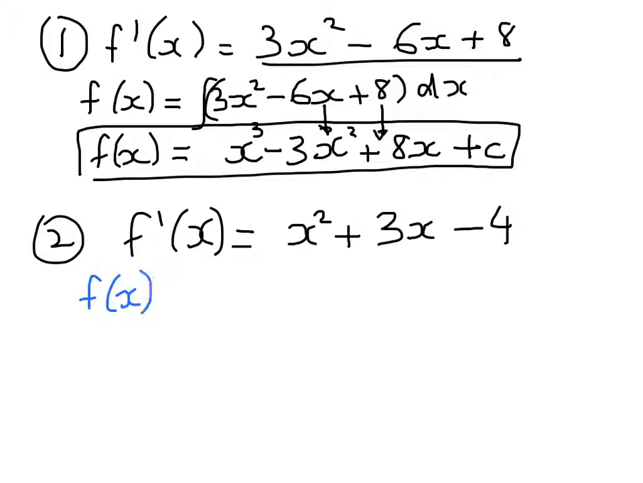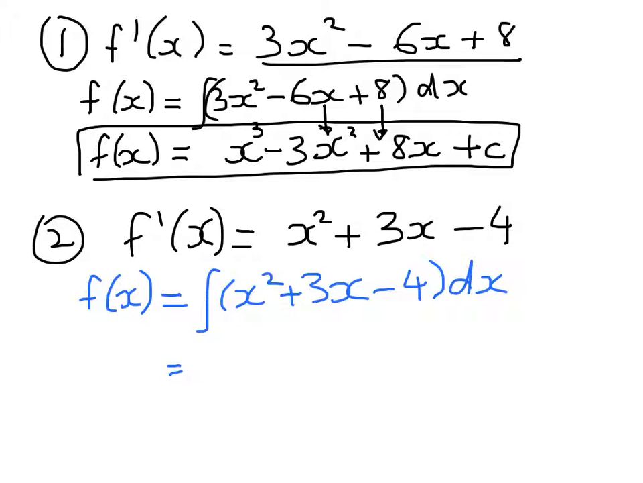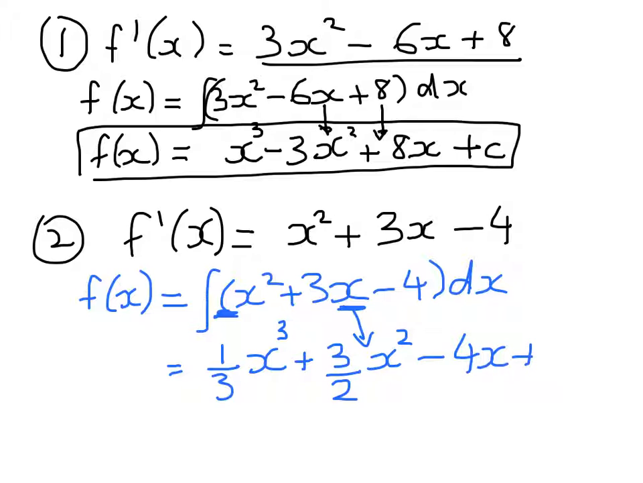I'm trying to find f of x from the gradient function. So it's the antiderivative of x squared plus 3x minus 4 dx. Okay, so what will differentiate back to give me a squared thing? It'll be a cube thing. But I don't want 3x squared, I want 1x squared. So that has to be 1/3 x cubed plus, this has to be something with an x squared, but I want to have a 3. So it's going to have to be 3 over 2 x squared minus 4x plus c.